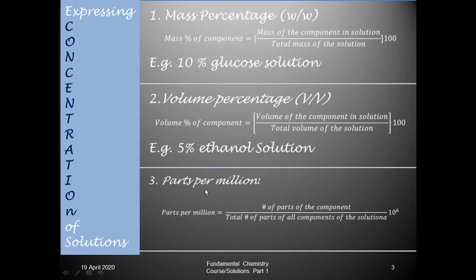Then the third term is parts per million. This name or heading makes it clear that we are going to count parts of a component per million parts of the solution. The formula given here is parts per million equals number of parts, maybe number of grams or number of kilograms or number of milligrams. But you should keep this in mind when you are using this formula.